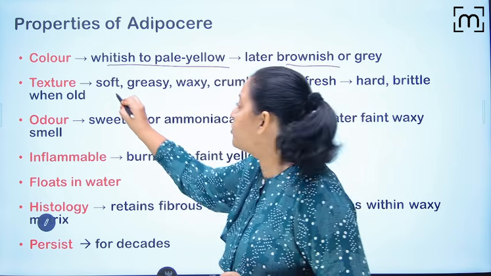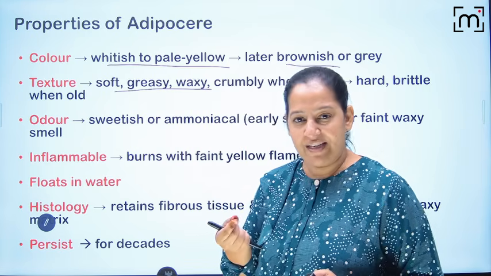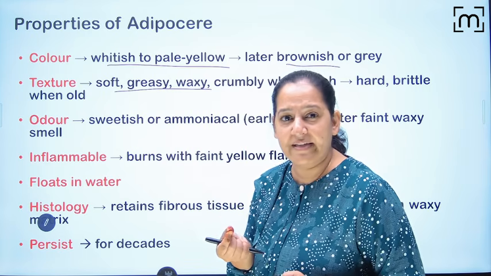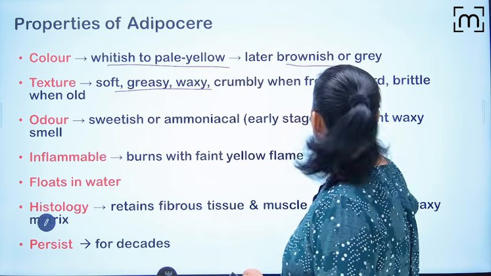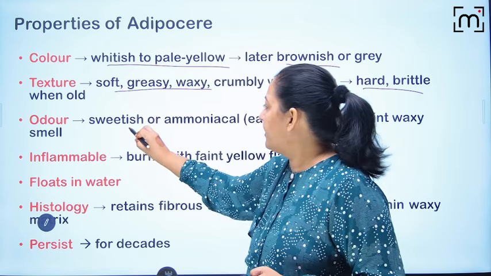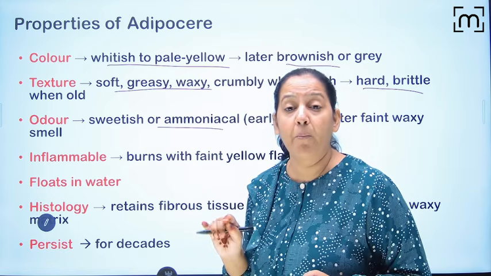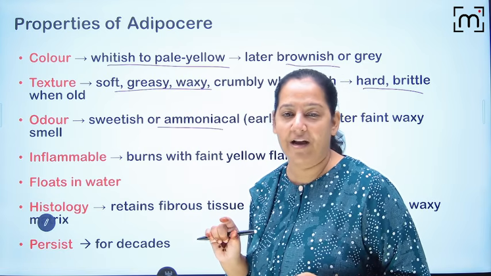The texture is soft, greasy, waxy. Have you seen wax? Soft paraffin wax, it's like that. It's soft, greasy, waxy initially. Later on it becomes hard and brittle. And the odor is ammonia. The smell is like ammonia.